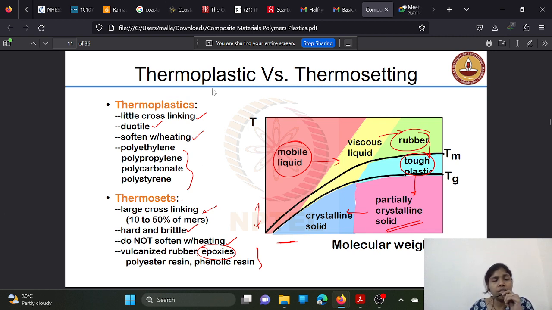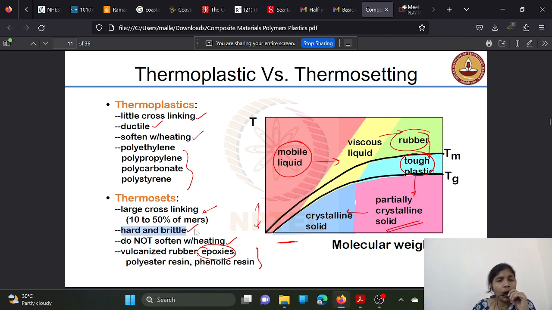And this is the explanation for thermoplastic versus thermosetting. See, thermoplastics will have little cross linking, whereas thermosets have large cross linking. That means 10 to 50% of nets will be present in case of thermosets. And thermoplastics are ductile in nature, but the thermosets are hard and brittle.